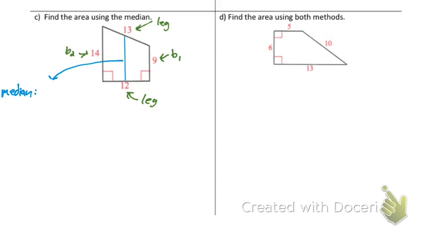So let's find our median. Our median is going to be half of base 1 plus base 2, which would really be 9 plus 14, but I'm just doing 14 plus 9. Our median is going to equal 23 divided by 2. And I'm just going to leave it as a fraction. All right, area is median times height. What is the height of this shape?